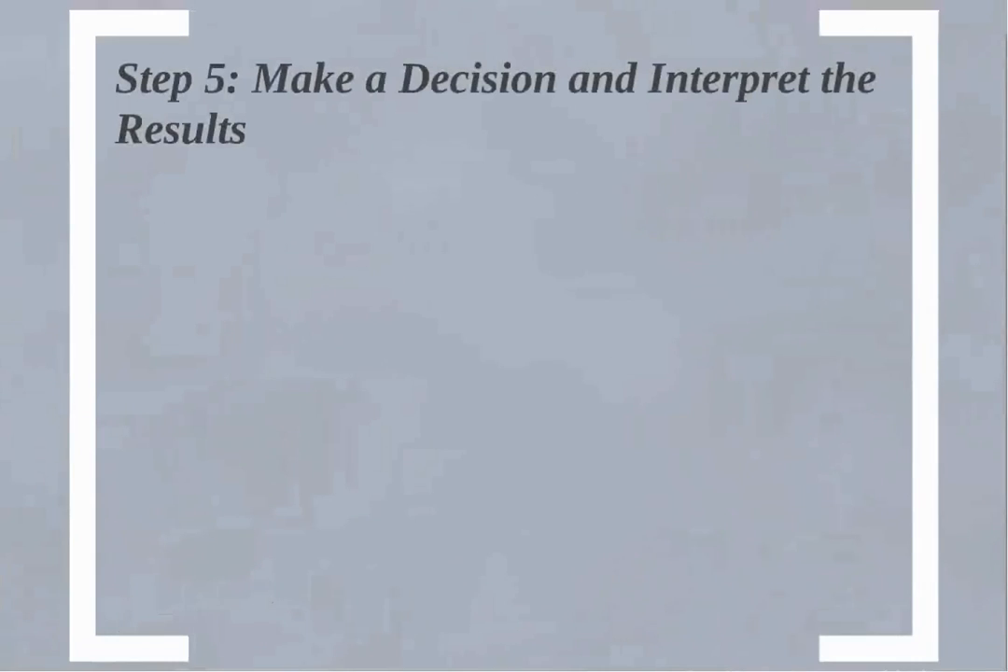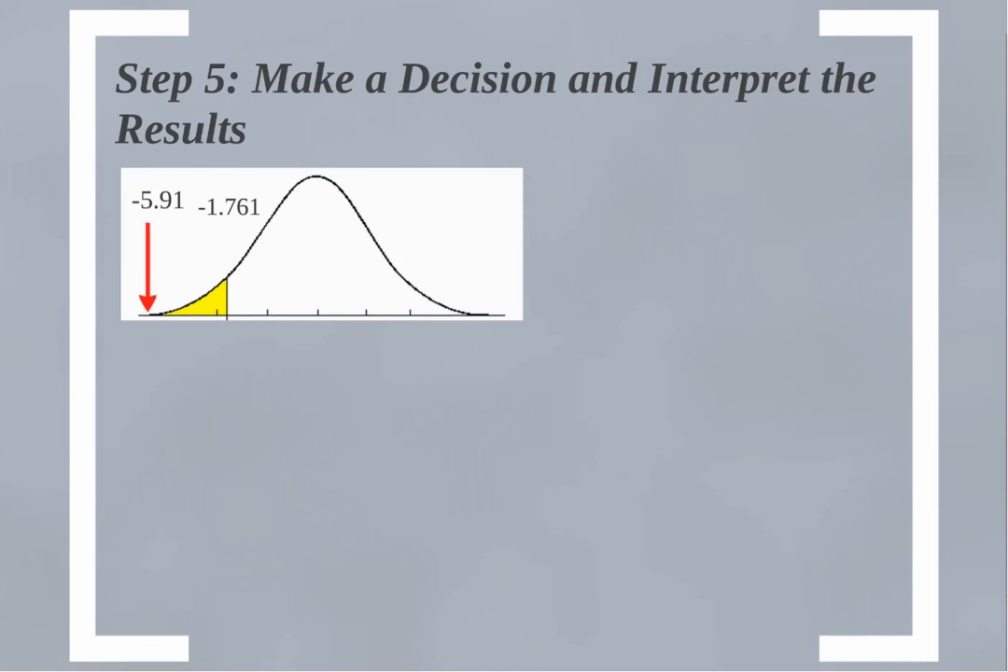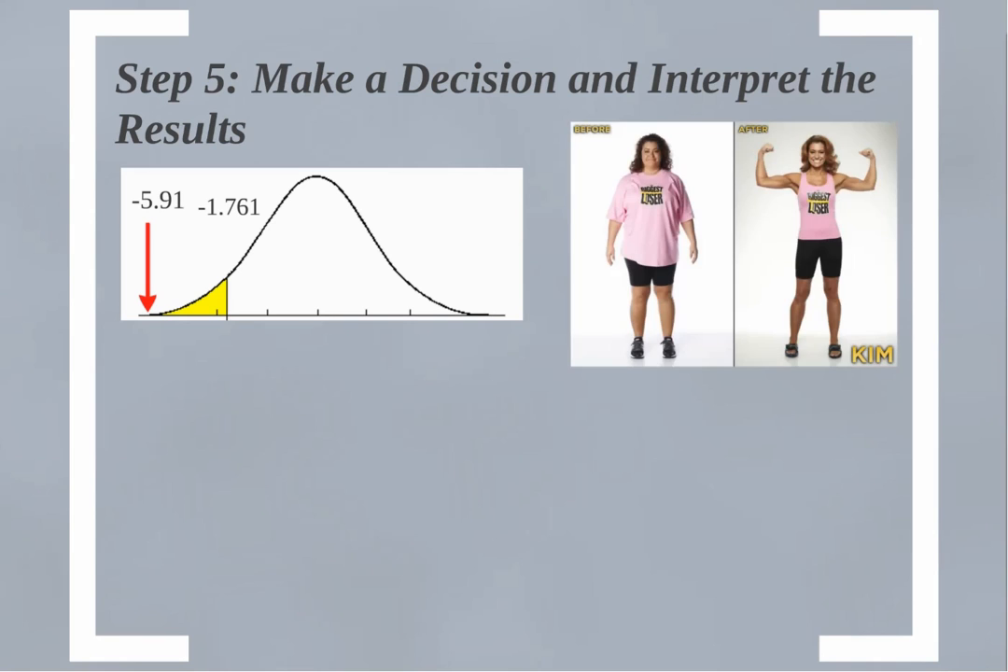And so we can make a decision, and we can go to step 5 here, and interpret our results. So again, here's our distribution. We see where our negative 5.91 is. It's outside of the critical region. It's beyond the critical region. And so what we can conclude is that our statistics tell us that our weight after the program is less than our weight from before the program, right? So we actually lost weight. People in this program lost weight.